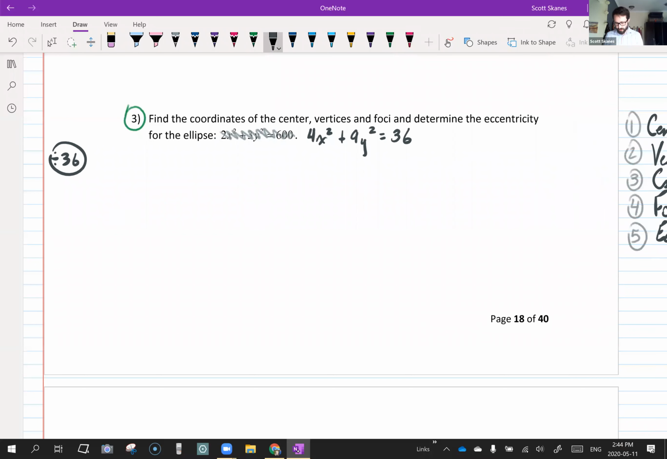So 4 divided by 36 gives us 1 over 9. So this one will be x squared over 9. What's 9 divided by 36? 9 divided by 36 gives 1 over 4. It's y squared over 4. And then what's 36 divided by 36? Of course, it's 1. Now, this doesn't have anything special going on with the center.